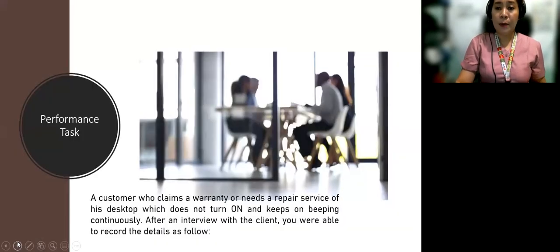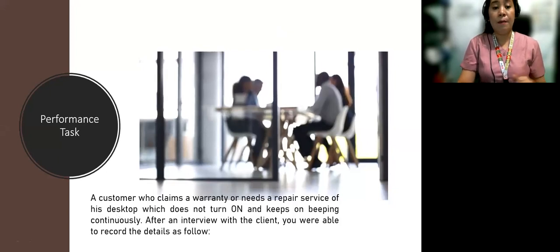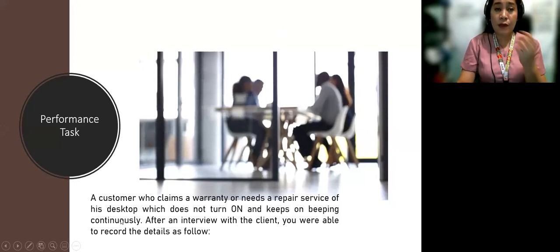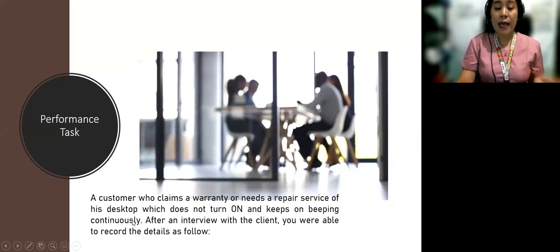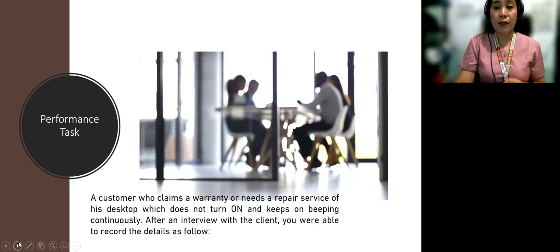For the performance test that I am expecting you to comply with, these are just a particular scenario that you have to remember. There is a claim here that warrants the repair service of his desktop. Do you have anything at home that is dysfunctional? What did you do with it? You also have to interview a certain client. These are just mere assumptions, then. You also have to record the details below.